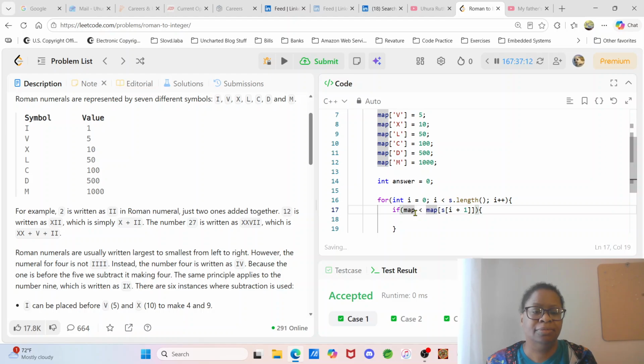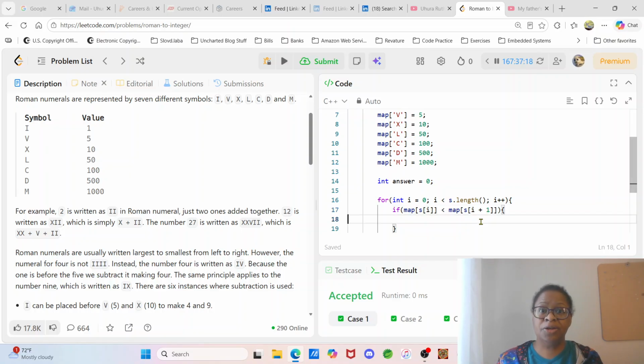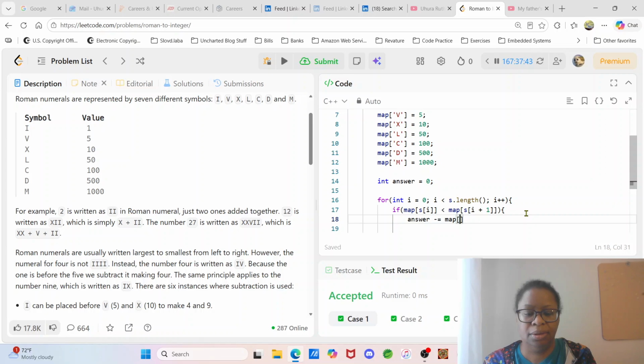So basically, we're checking the value of the current index versus the value of the next index. And if the current value is less than the next one, we're going to subtract it from the answer. Answer minus equals map of s at i.